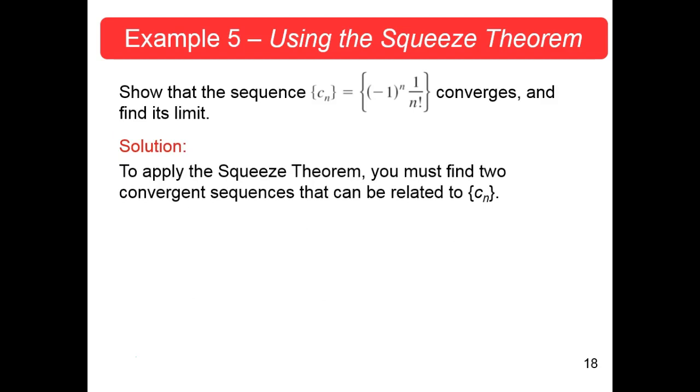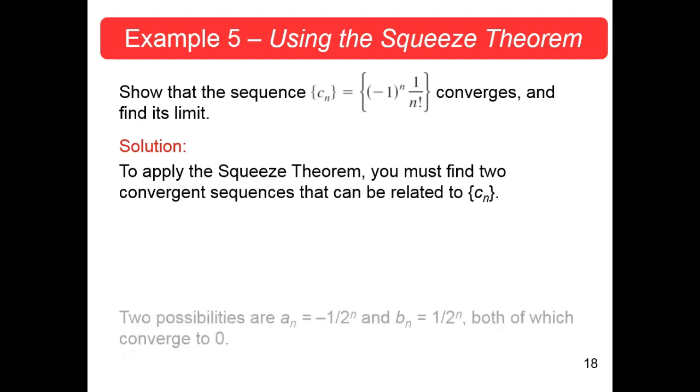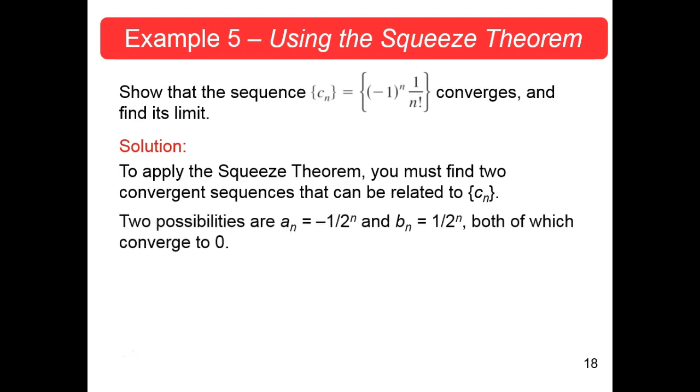To apply the squeeze theorem, you must find 2 convergent sequences that can be related to c to the n. Okay? I did, but they don't like them, I don't think. Here's the possibility. A sub n is negative 1/2 to the n, and B sub n is positive 1/2 to the n. Okay? I use negative 1 over n factorial and positive 1 over n factorial. They both work, but this certainly does too. Okay? And both of those converge to 0.